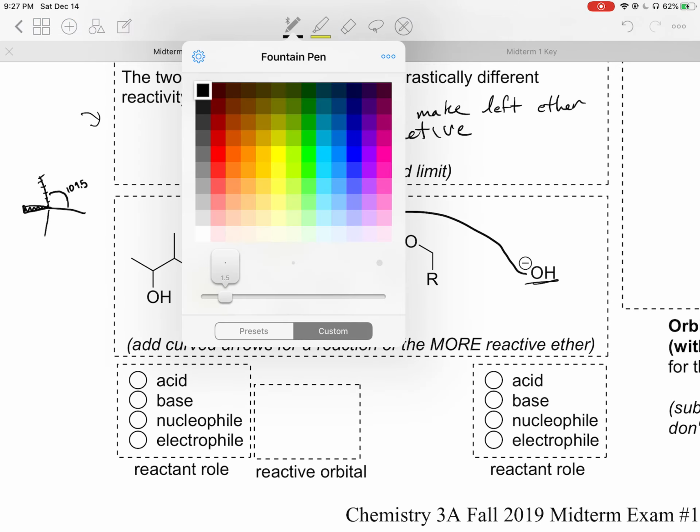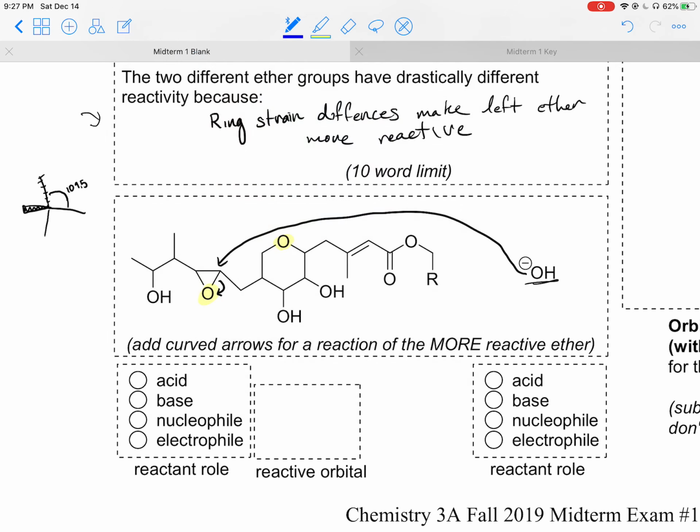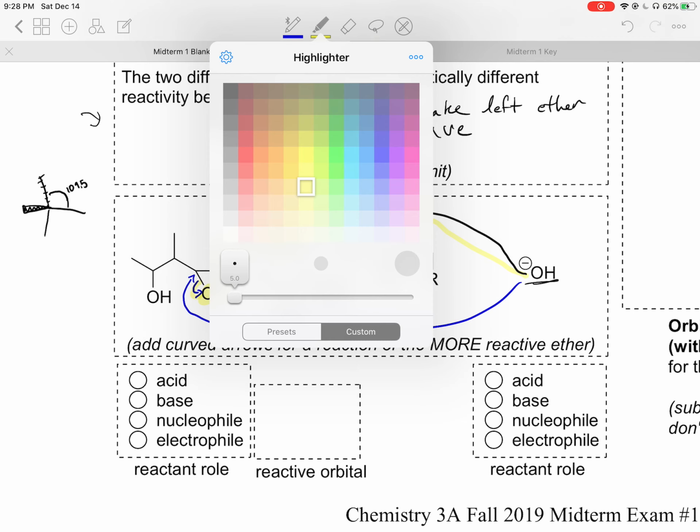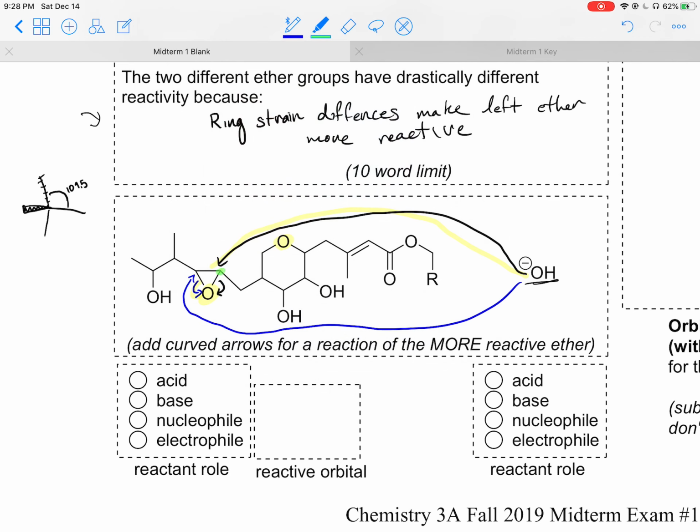This could also be from the other side. Doesn't matter which one you do. You could attack on this side and then break that bond. But you have to do it one way or the other. You can't attack on this side and then break this bond. That wouldn't really make sense. Then this carbon would have 5 bonds right here and 3 bonds right here. That wouldn't make any sense. So you have to either do what I drew in black or what I drew in blue.